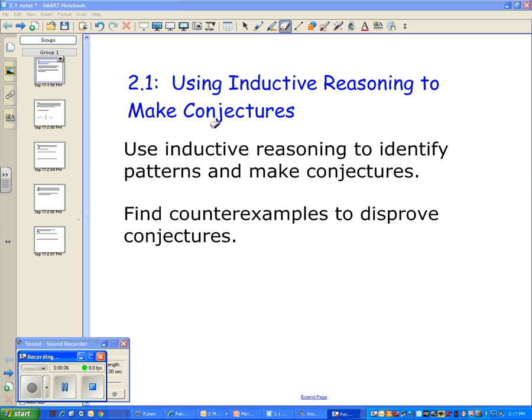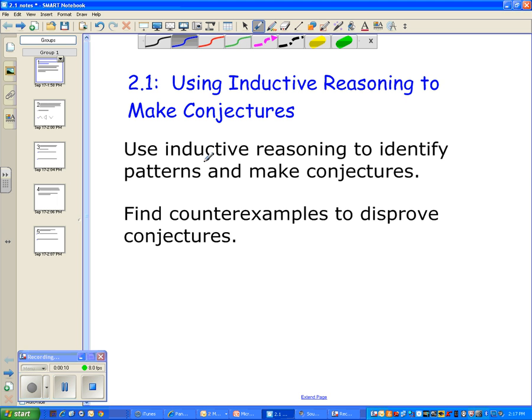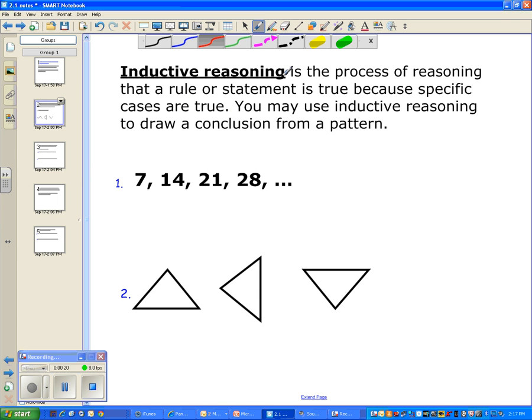We're going to use inductive reasoning to make conjectures. Here are the objectives. By the end of the video, you should be able to use inductive reasoning to identify patterns and make conjectures, and then also find counterexamples to disprove conjectures. So there's 3 different parts. The first part is going to be what is inductive reasoning.